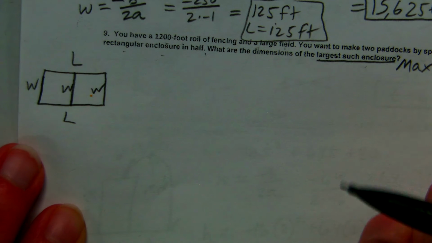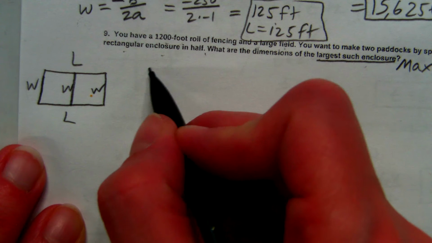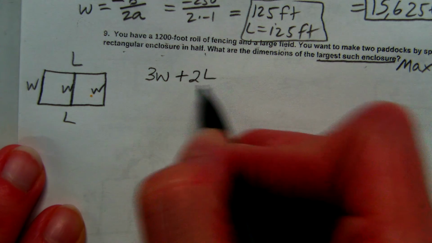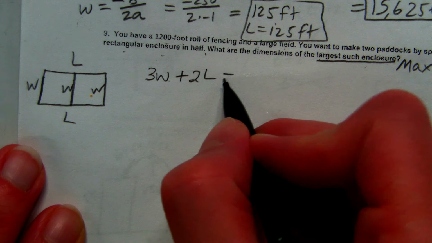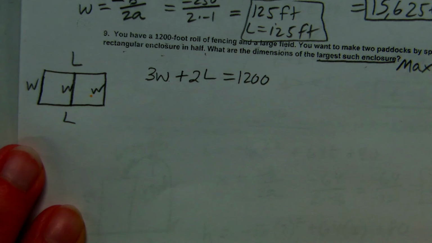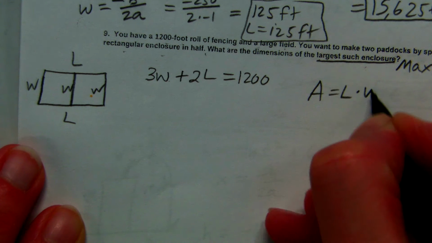Okay? So the amount of fencing that we need on this is going to be a little different. I'm going to have 3W, 3 widths, and 2 lengths. So 3W and 2L. And it's going to add up to 1,200 for our first equation. And then the area is still length times width.